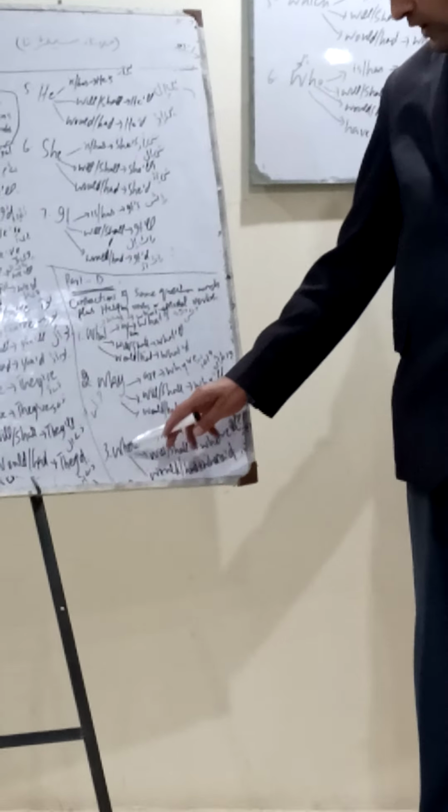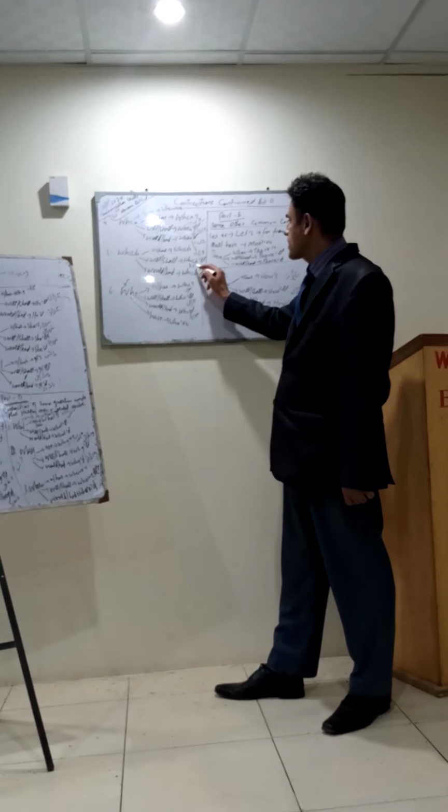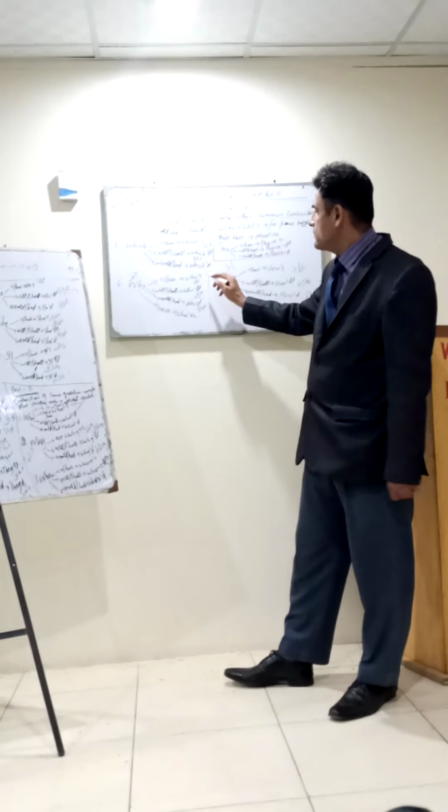Next, some question words are written here, meaning the remaining part of the list. When is or when has, when's. When will, when shall, when'll. When would or when had, when'd. When have, when've. Which is or which has, which's. Which will, which shall, which'll. Which would, which had, which'd.